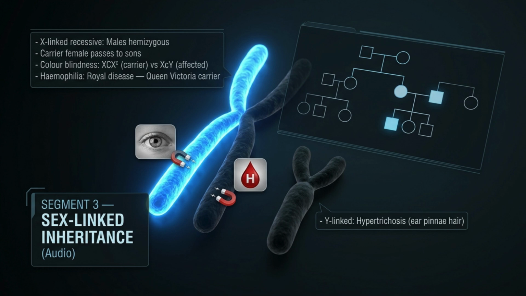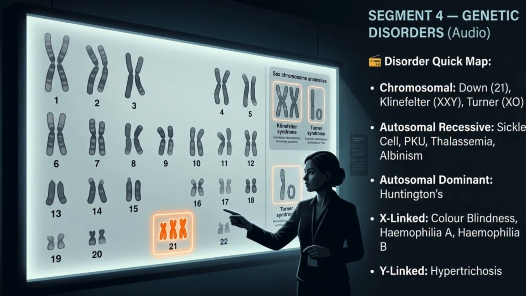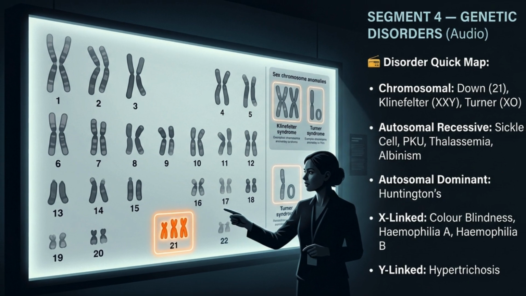For NEET, always check, is more males affected? Does it skip through females? That's your X-linked flag. Y-linked disorders pass father to all sons, never to daughters. Hypertrichosis of ear pinnae, hairy ear condition, is the classic Y-linked example. Genetic disorders, your NEET scoring zone. Let's build a clear mental map.